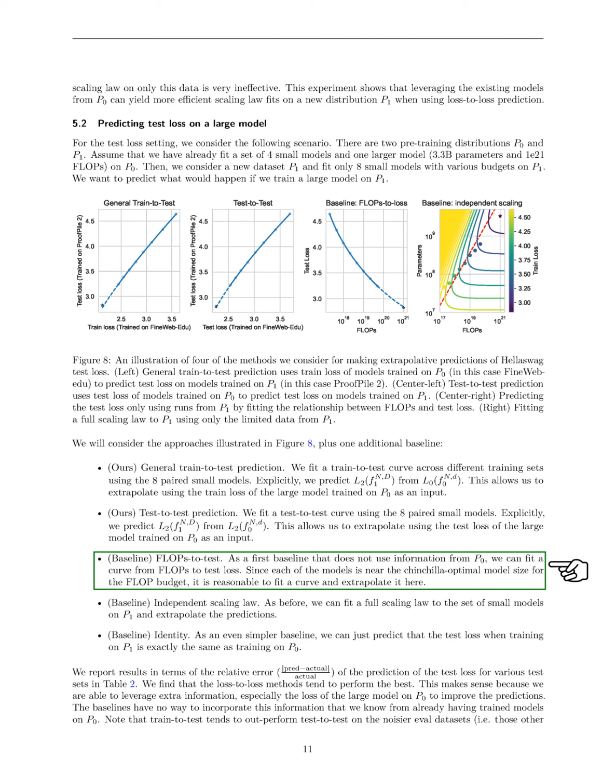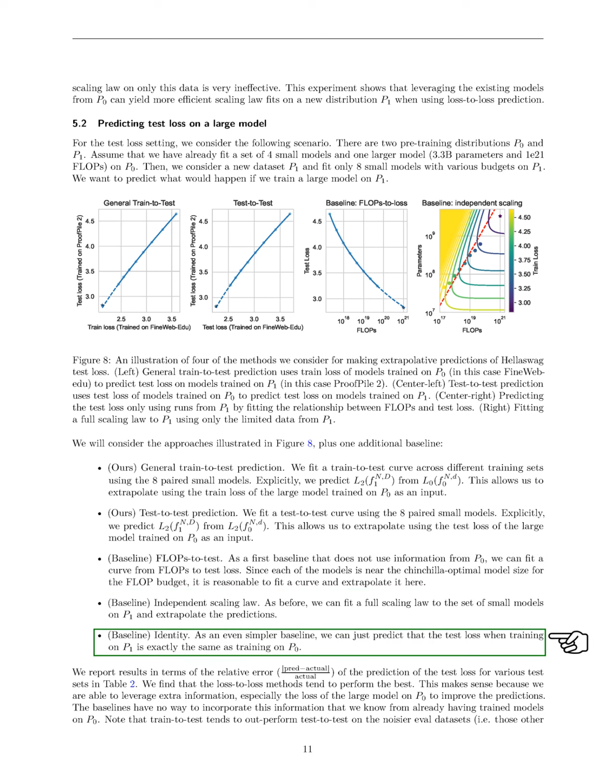For our baselines, we first consider flops to test, where we fit a curve from the number of floating point operations to test loss without using information from P0. Since our models are close to the optimal size for their flop budget, this approach seems reasonable. Another baseline is independent scaling law, where we fit a scaling law to the small models on P1 and make predictions based on that.